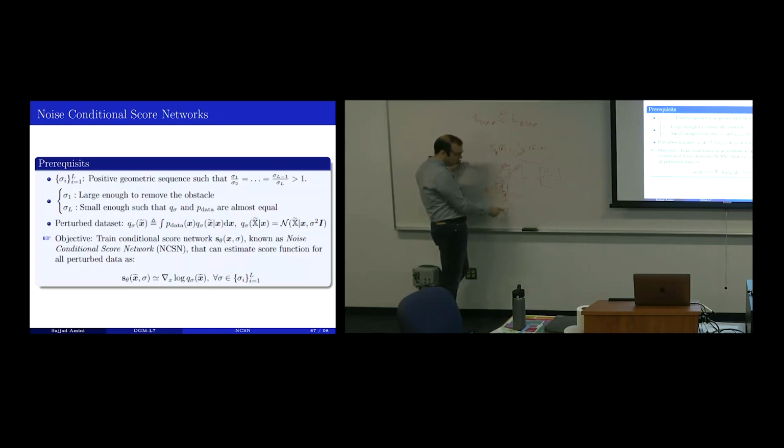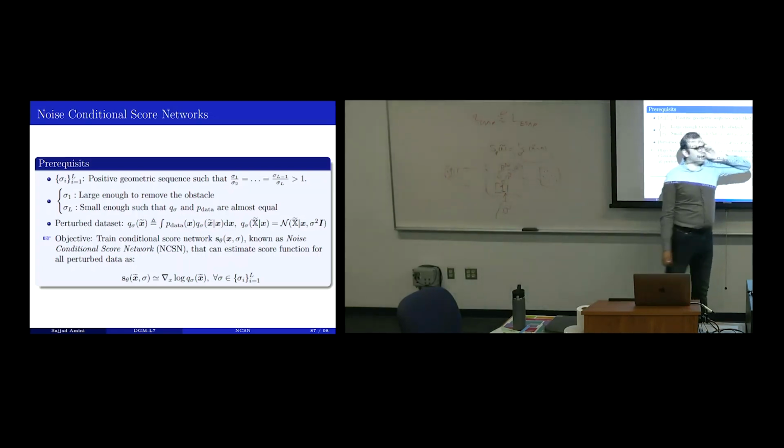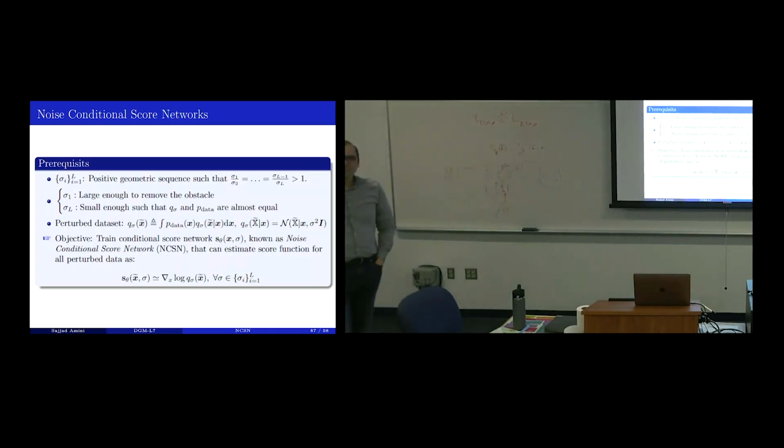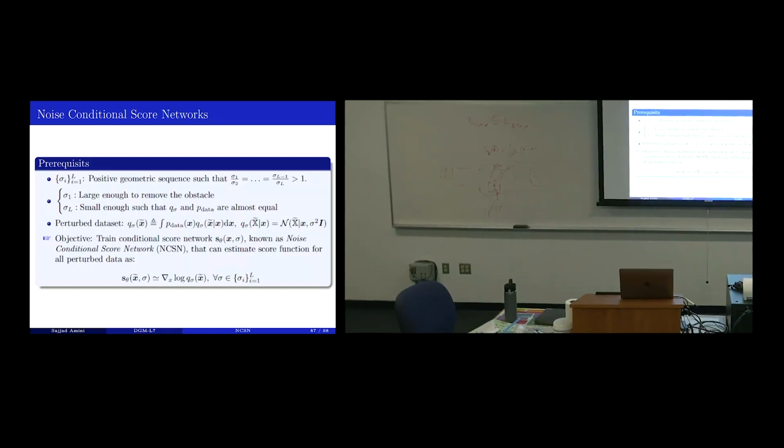But here it is tunable, because sigma can take these values: sigma 1, 2, till n. Any question? Yes. Why is it important to have this? The most important point is that if we add more and more noise to our data, then the challenges will be more easily solved.